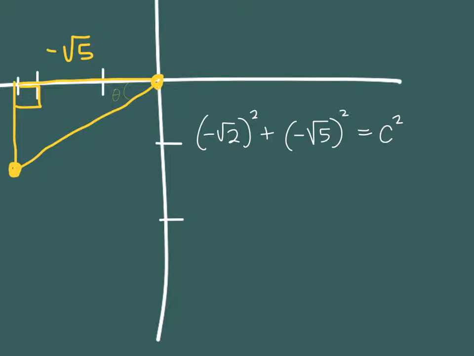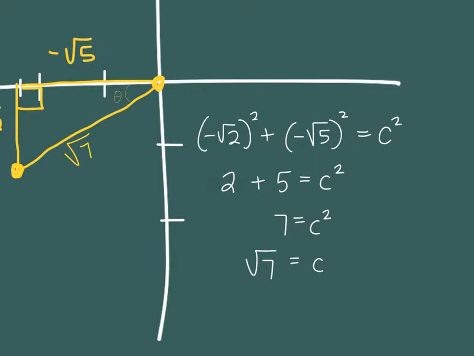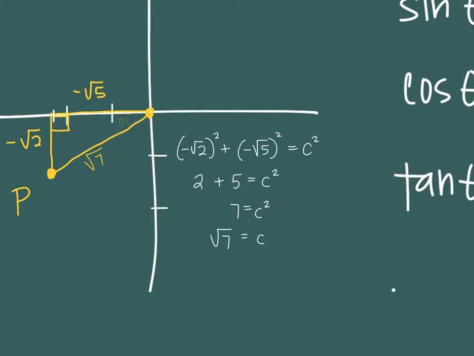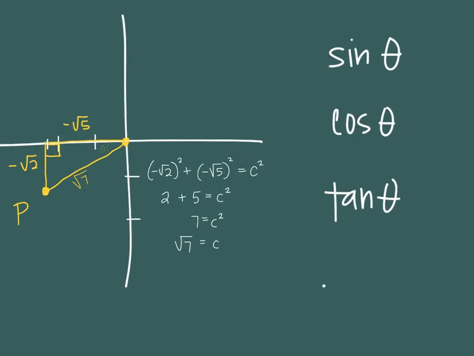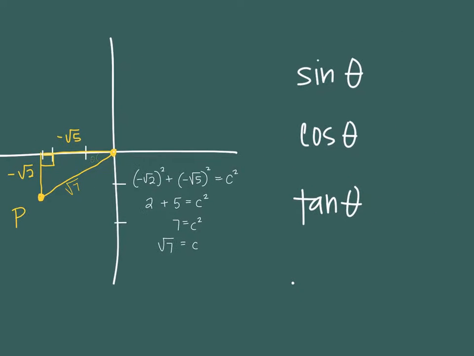When we square negative root 2, it comes out to be positive 2. When we square negative root 5, we get positive 5. So that's 7. So the square root of 7 is my hypotenuse, which is positive and it's longer than the other two sides, so I feel good about that. So we've got negative root 5 on one side, negative root 2 on the other, and positive root 7 as the hypotenuse. Okay, Mary Lou, you want to do sine, cosine, tangent for us?